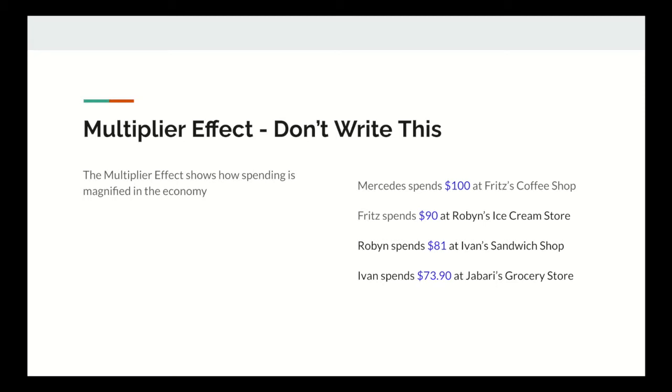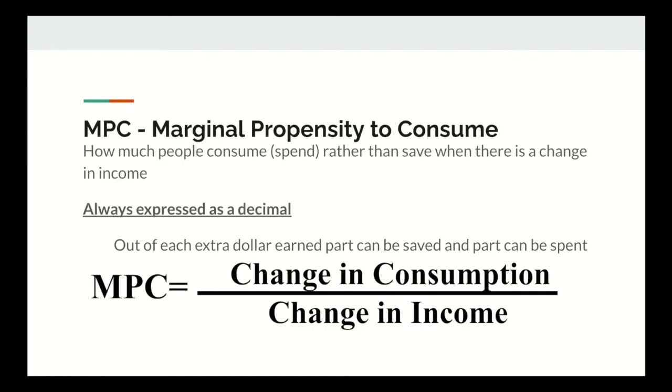She now has $90. She's going to spend $81 at Ivan's sandwich shop. He now has $81, and he's going to spend $72.90 at Jabari's grocery store. And it just keeps going. So Mercedes' initial spending turns into my spending, turns into these other people's spending. And so her spending $100 ended up adding $100 plus $90 plus $81 plus $73, upwards of $200, to the GDP.